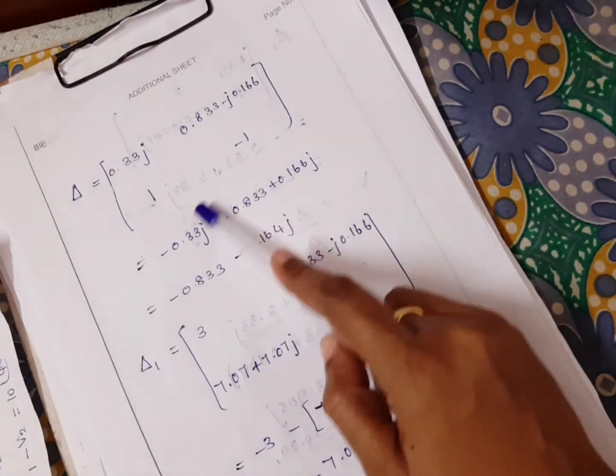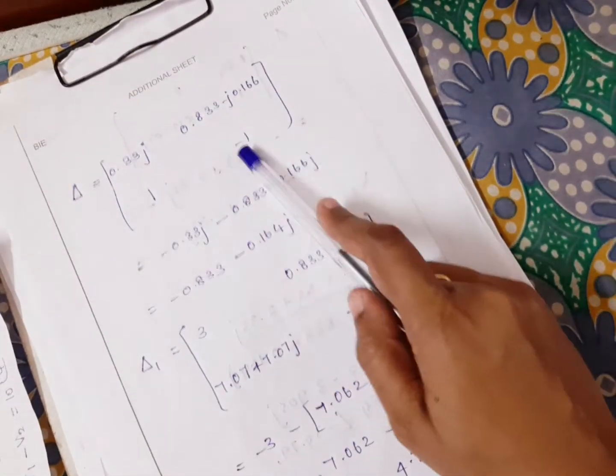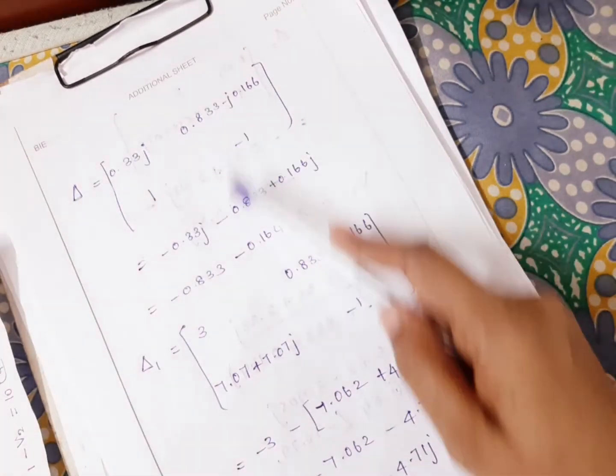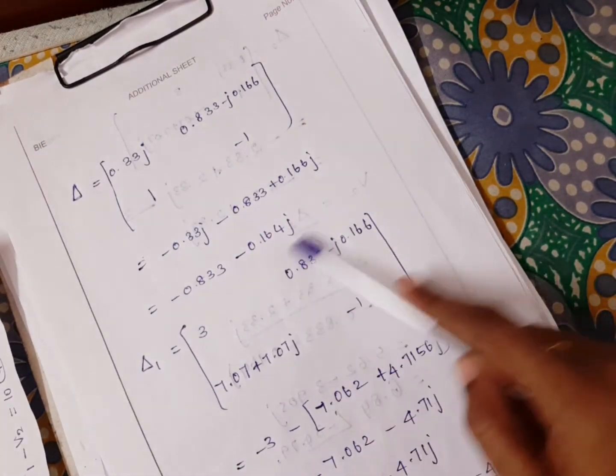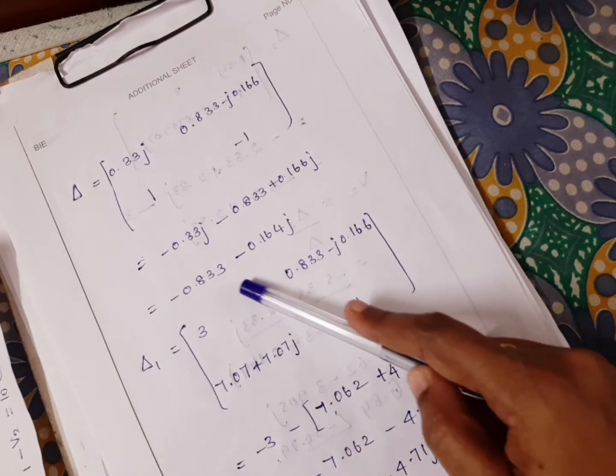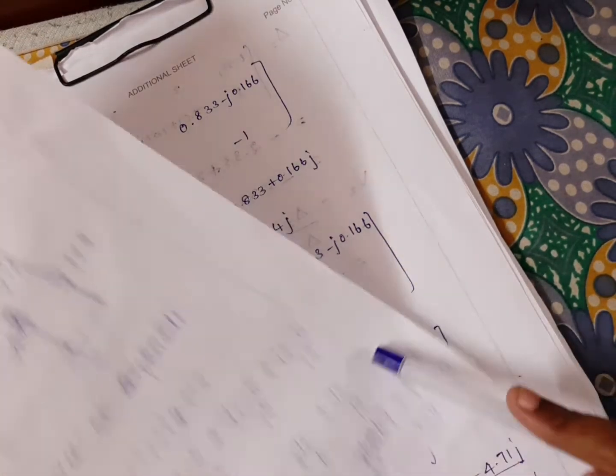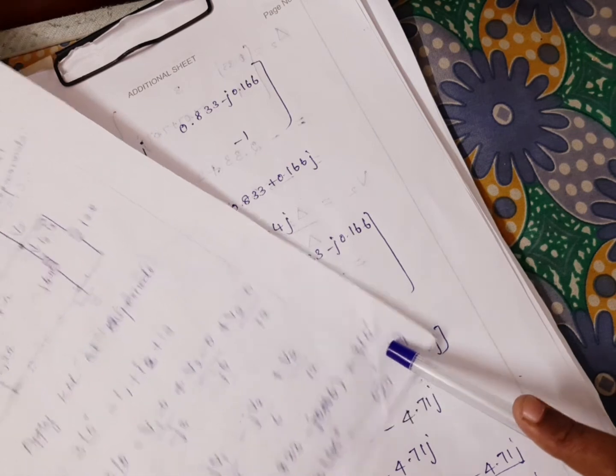Okay, so now take the cross multiply of this. If you cross multiply, you get this value del, and now del 1 means replace the first column with the equal-to values.